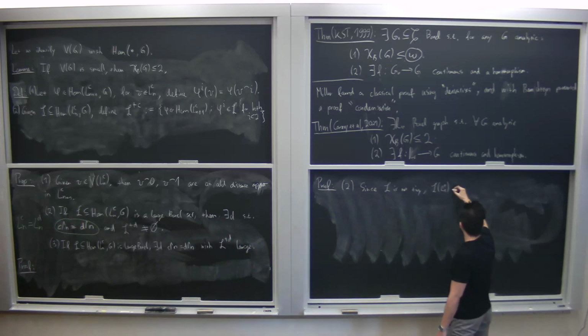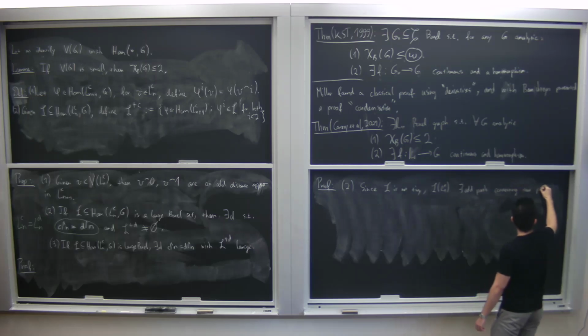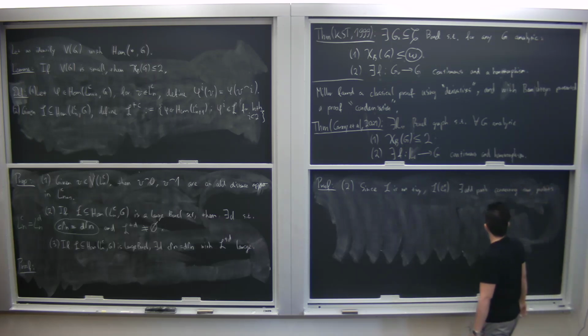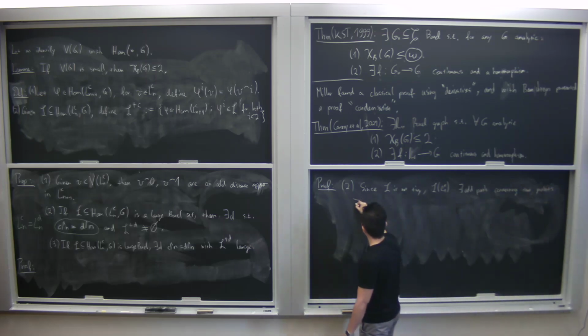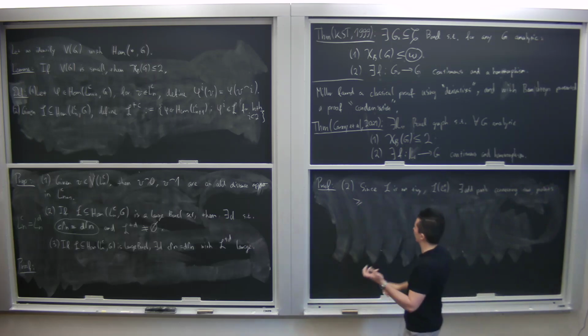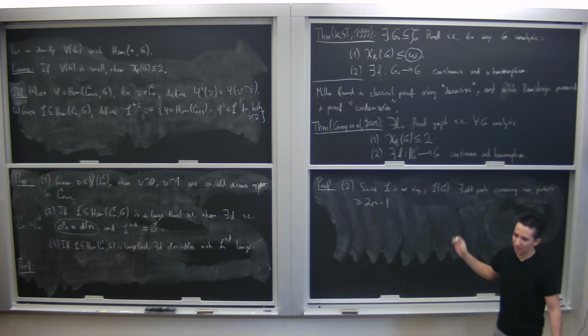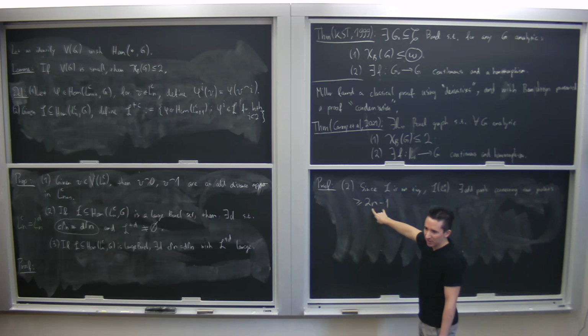So this means there is an odd path connecting two points, and I can make this as large as I want, but not give it an exact length. So let's just make this larger than 2n minus 1, for reasons that are not too important for the proof. But if I can make it as large as I want, I might as well pick a parameter and make it larger than that one, right?